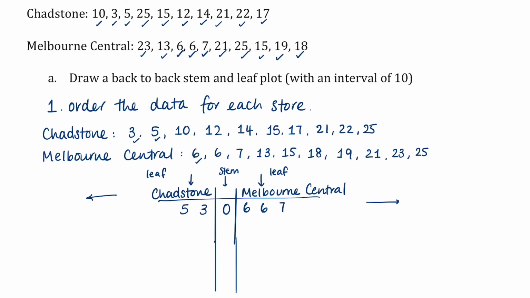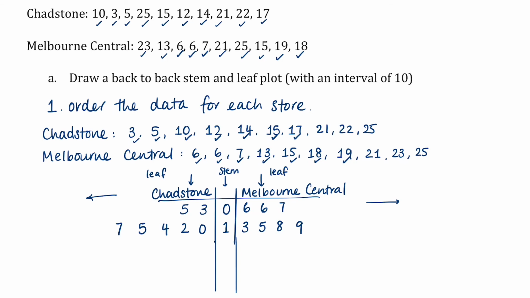Now I'm going to write my next bit of data for Chadstone. So we've got 10, 12, 14, 15, and 17. So in my stem, remember we're writing all but our last digit in our stem. Being that they're double digit numbers, I'm going to write 1 in my stem. So then I'm going to do that for 10, 12, 14, 15, and 17. So I've just recorded that data now. And then I'm going to go into Melbourne Central and look at my data in the 10s. So 13, 15, 18, and 19. Given that I've written my stem, I'm going to write the last digit of those numbers. So that's 3, 5, 8, and 9.